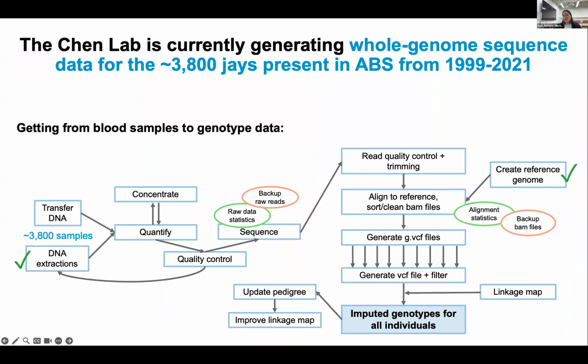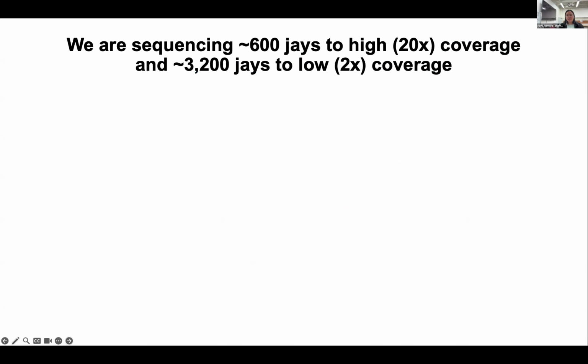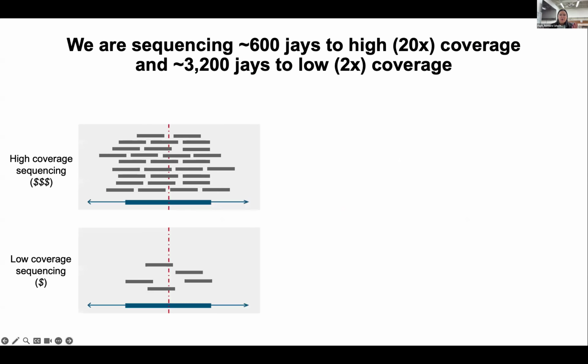Okay, so we have extracted DNA from these 3,800 samples. And now I want to talk a little bit about the sequencing strategy that we're employing. So we are sequencing about 600 Jays to high coverage and around 3,200 Jays to low coverage. And so what is coverage? Coverage refers to the depth of sequencing, or how many times each base in the genome is read.